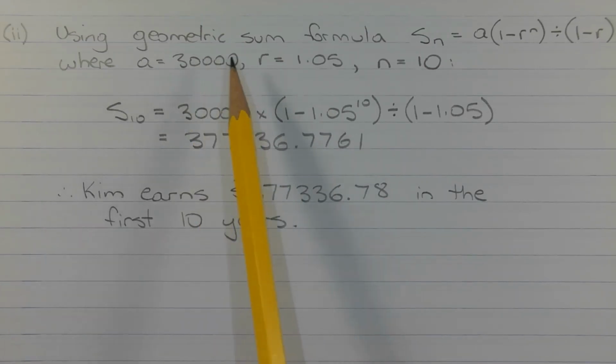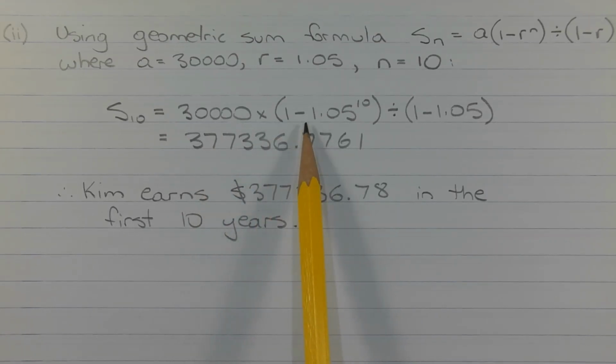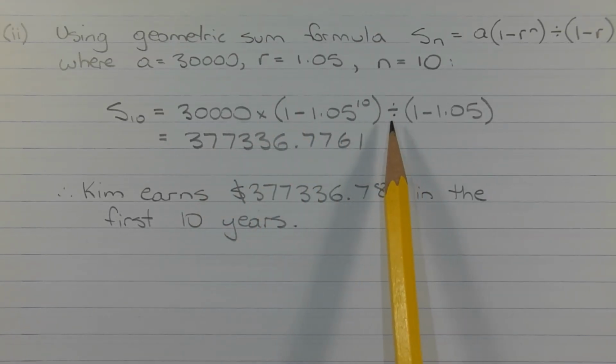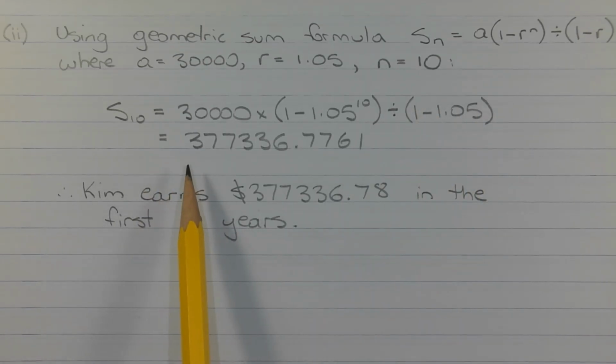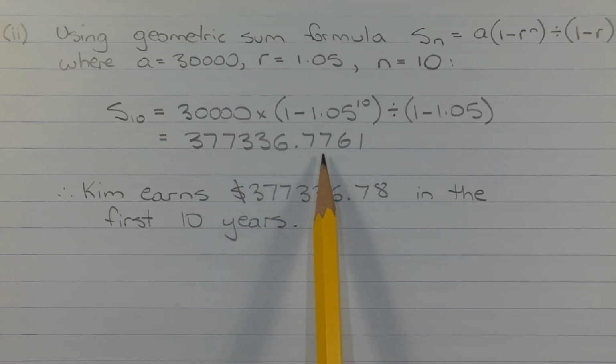So substituting these values for the variables in the formula, we get S10 is equal to 30,000 times (1 minus 1.05 to the power of 10) divided by (1 minus 1.05). And that equals 377,336.7761. So rounding that to 2 decimal places, Kim earns $377,336.78 in the first 10 years.